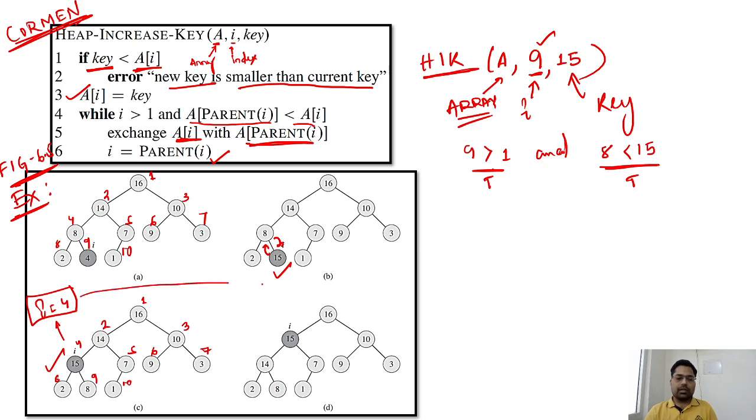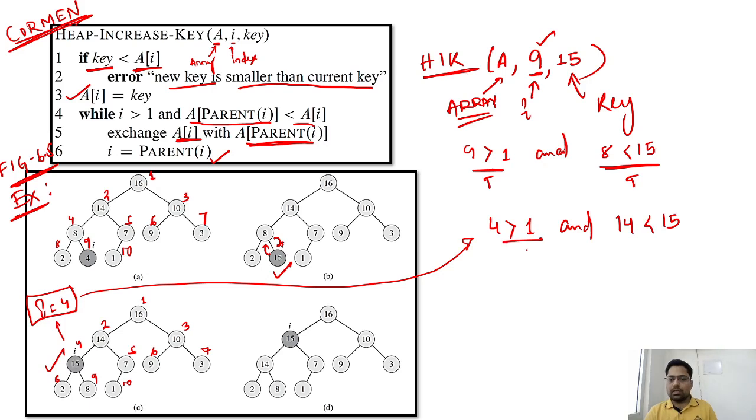Now we have to check whether 4 is greater than 1, yes or no, or the parent of it, 14, is less than 15 or not. Here it is true, here it is true. Then you swap. Where to swap? The immediate parent is this one. So you can go for swapping of the objects or elements, or the key, you can say.